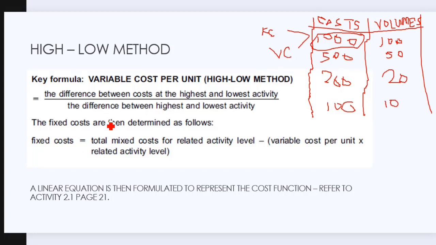So when you apply the method, you'll take the difference between the cost, say which one is the highest with the highest activity. So you'll say my 1,000, say 1,000.